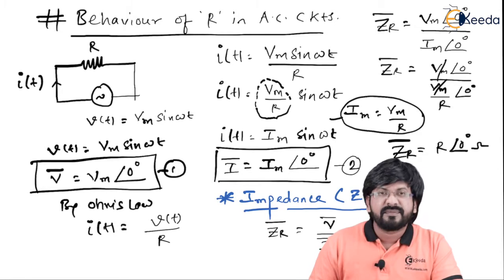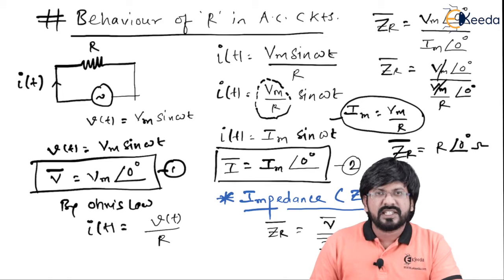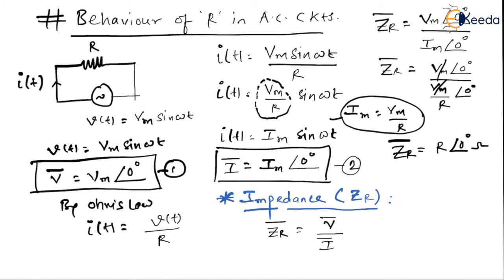This value of Z, that is nothing but ZR, is R at an angle of 0 degree. It is nothing but a polar value. We generally represent our impedances in rectangular form. So we can rewrite this ZR vector as R plus j0. So this is a standard way to represent impedance.